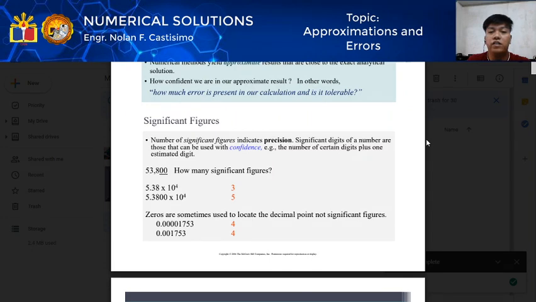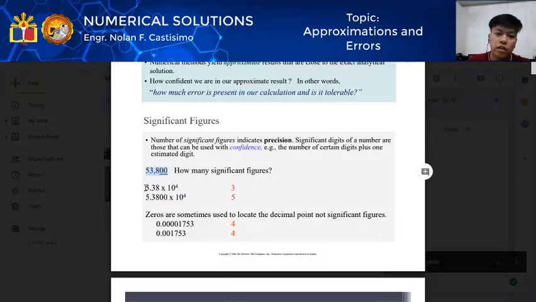So we have here the significant figures. The number of significant figures indicates precision. Significant digits of a number are those that can be used with confidence, for example, the number of certain digits plus one estimated digit. In this example, we have 53,800. How many significant figures do we have? We have 5 significant figures, including the 0. So 53,800 has 5 significant figures.